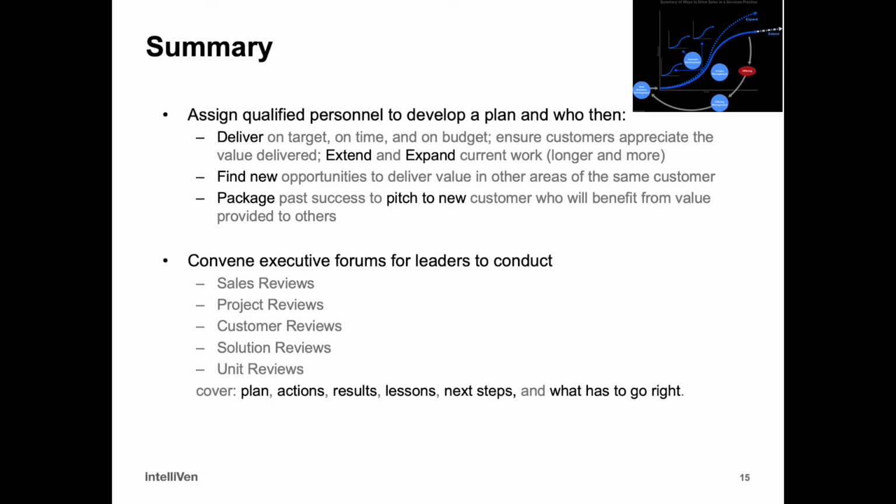What's been done against the plan? What happened when you did it? What did you learn from that? What do you plan to do next? And then what has to go right going forward? Putting all that together to review with an outside forum that includes people like us, or people from your industry, or who are otherwise connected to the organization, adds extraordinary value. So we encourage everybody to do that.